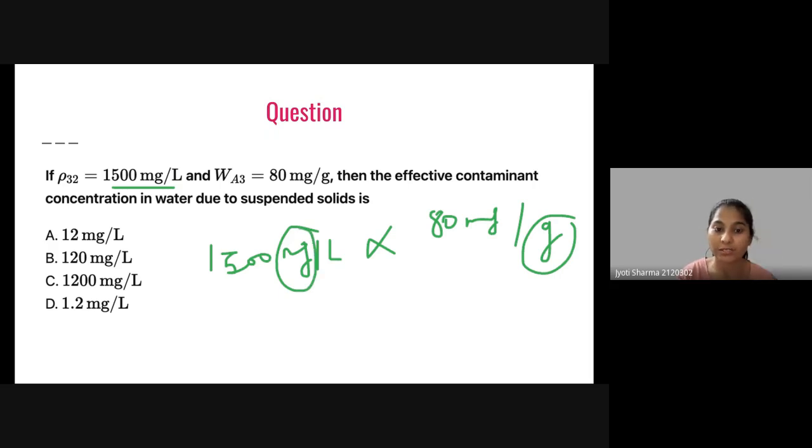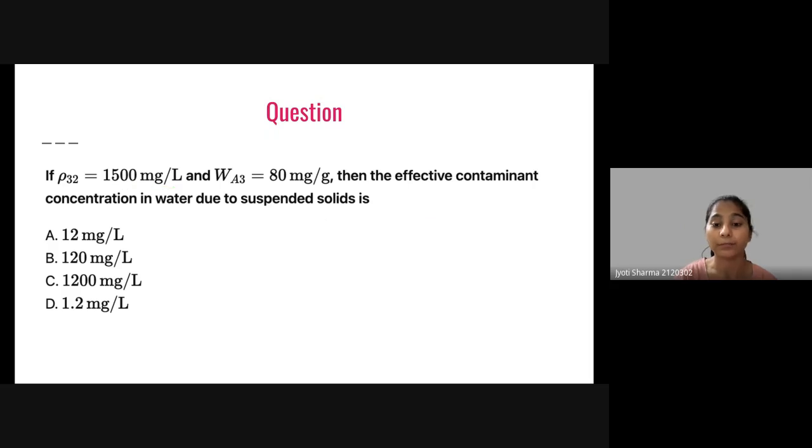We have to change this mg to gram first so that we can cancel gram to gram. So first, what we need to do is convert this 1500 mg per liter to gram per liter, and then we will multiply this with 80 mg per gram so that gram can cancel, and this can give us mg per liter. Okay, and so that's how this will give us the effective concentration. This will be 120 mg per liter.